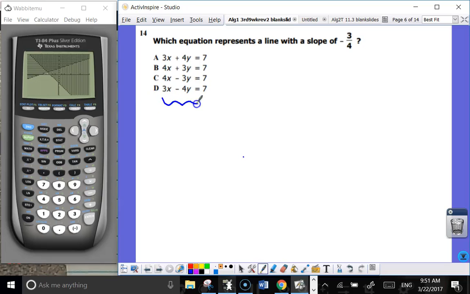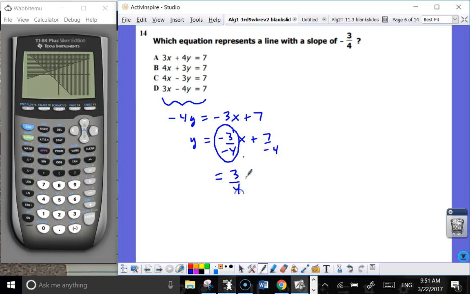Like this one here, right? Negative 4y equals negative 3x plus 7. Divide by negative 4. Negative 3 over negative 4x plus 7 over negative 4. So what does negative 3 over negative 4 equal? Positive 3/4, which is not that. See? So that was D.